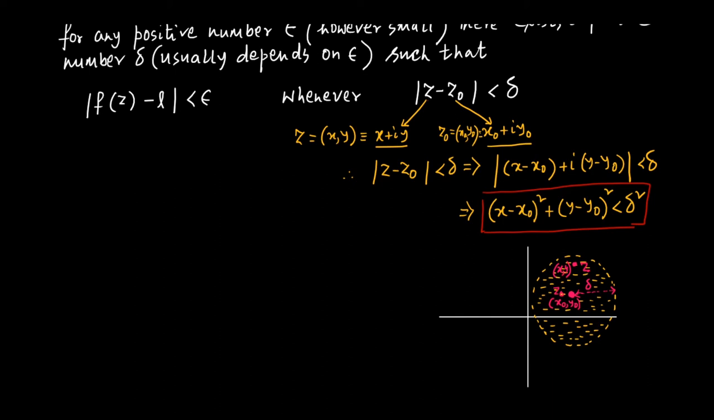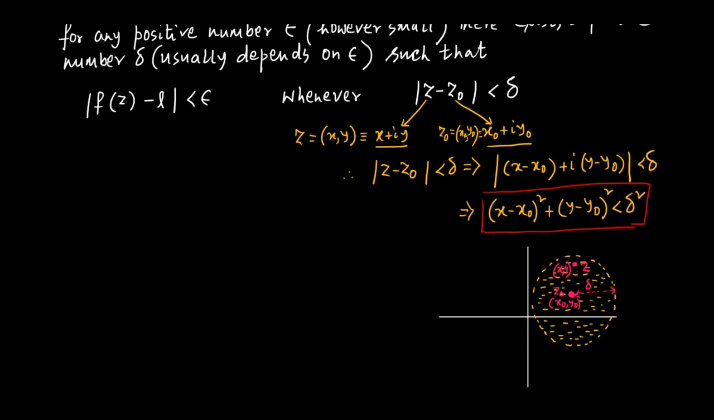Absolutely correct. When delta is very, very small, z and z0 will come much closer because my region will become very small. Means if the radius of this open circular disk becomes smaller, the disk will squeeze, and as a result, z and z0 will come very, very close to each other. So whenever you choose a small delta, you are actually making z and z0 very close. Whenever we say mod of z minus z0 less than delta, for small delta, we are saying nothing but z and z0 are very, very close.